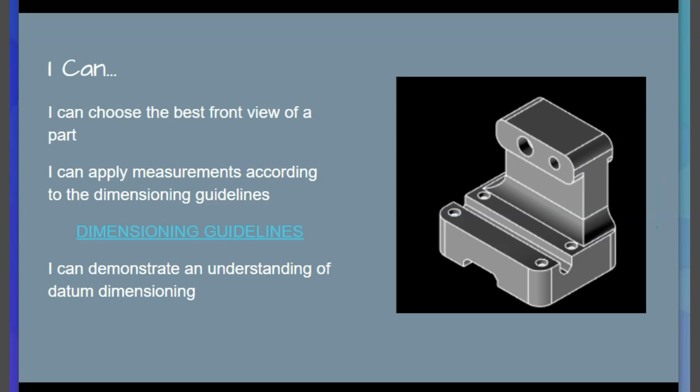So first, let's go over what we were trying to achieve. So the I can statements from this assignment are: I can choose the best front view of a part, I can apply measurements according to the dimension guidelines, and I included a link for those in this review space, and I can demonstrate an understanding of datum dimensioning.